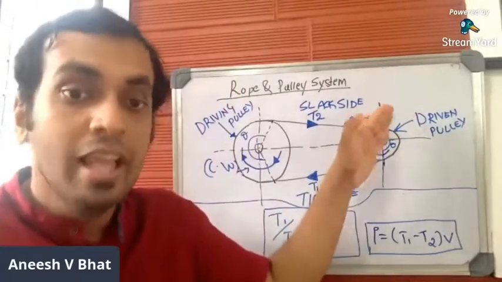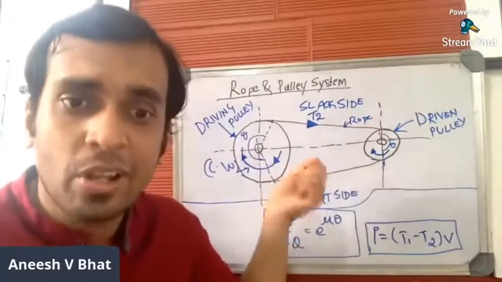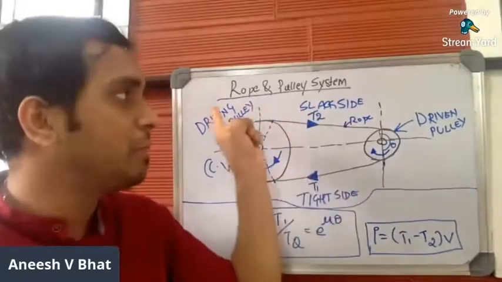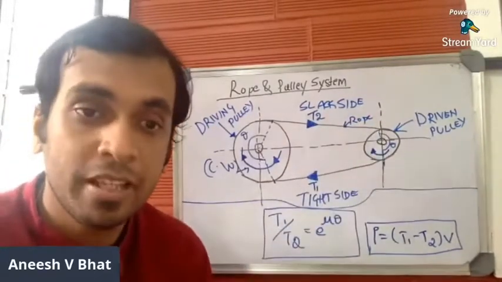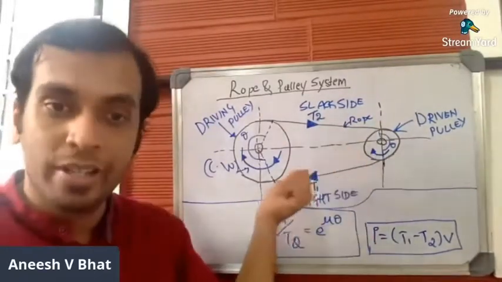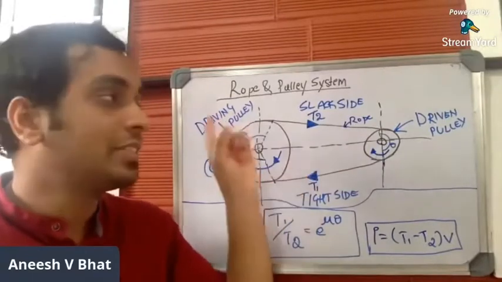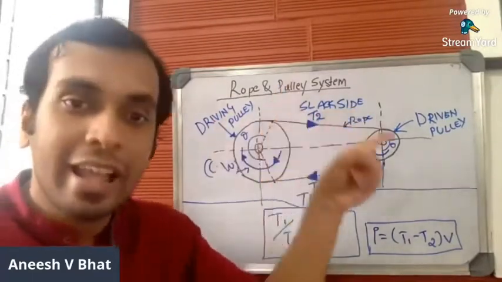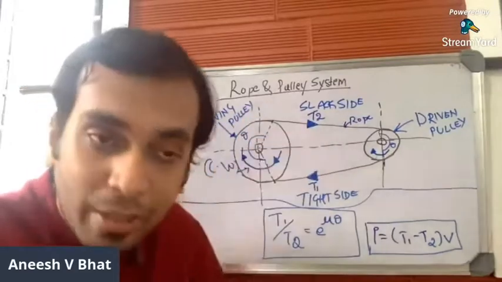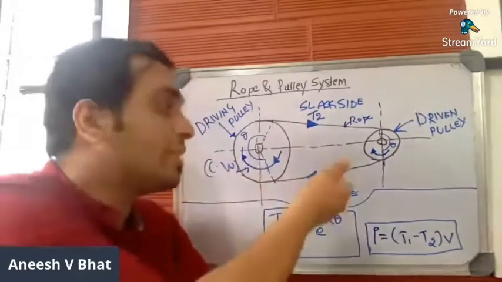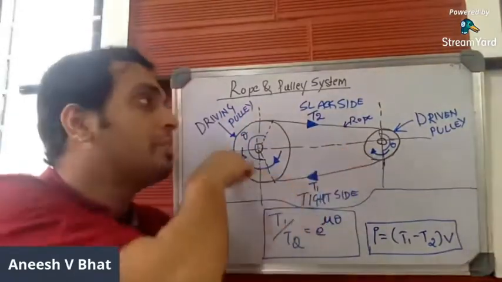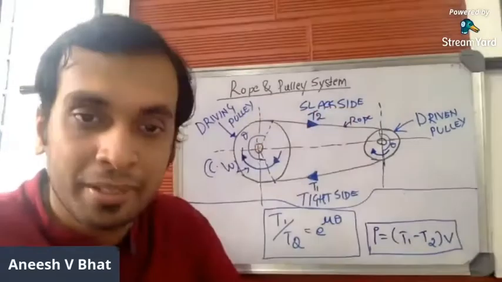The side which is pulled is called the tight side, and the side which is being pushed is called the slack side. In this case, when the driving pulley rotates in clockwise direction, the lower side will always be the tight side and the upper side will always be the slack side.